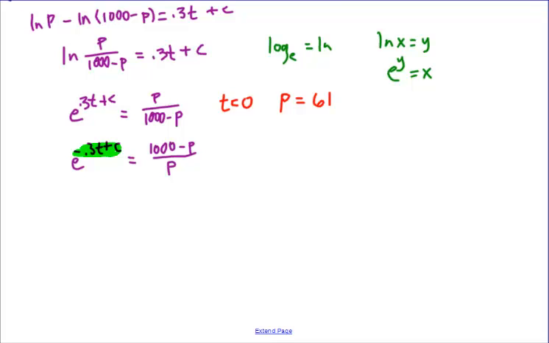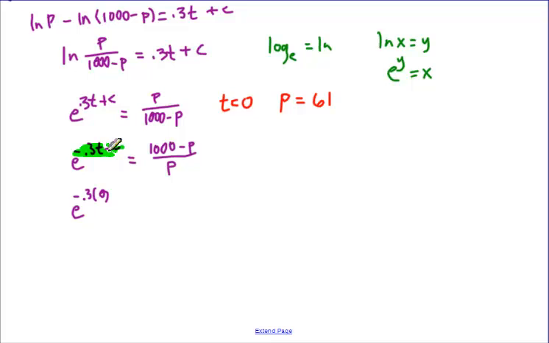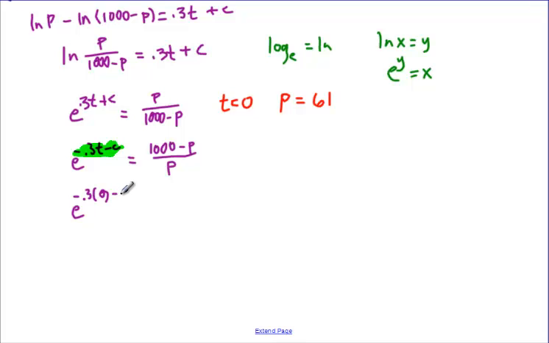Okay, and so now I can simplify this by substituting in my values for t and my values for p. So e to the negative 0.3 times 0. And by the way, I got a little typo right here. This should be a minus c as well, because c was also in the denominator. And we want to leave them in green still, so we'll do this to make sure we're still in green. Okay. So I've got this: minus c is equal to 1000 minus 61 divided by 61.